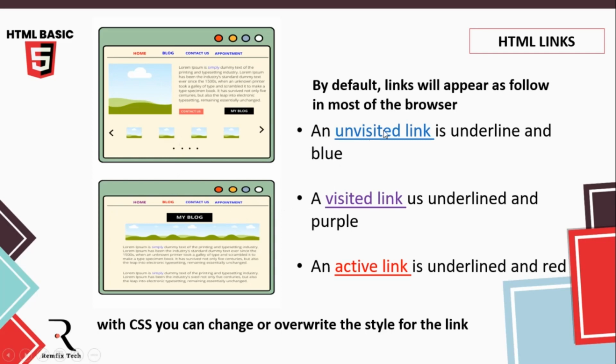An unvisited link is underlined and blue. If you observe, I have home, blog, contact us, and another menu for a page called appointments. An unvisited link is underlined and blue, and that's why you see that I'm not currently on my blog, my contact us, or my appointments. I am currently on my home page. I have not visited all these pages, and that's why they are blue. Now, a visited link is always underlined and purple.